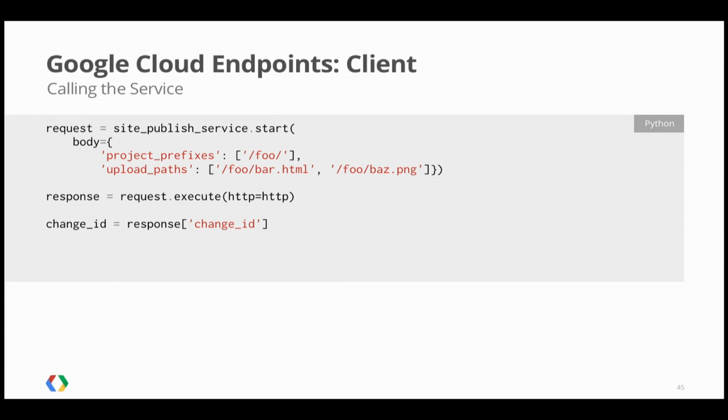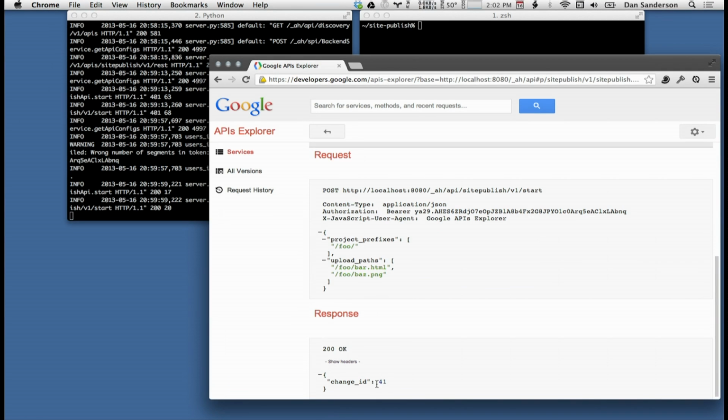And then when I actually call the service, I just call the start method, which is, again, generated from the discovery document. That is my start method. Off the service object, I get this request out of it, and then I can execute the request with our wrapped HTTP object. I get back a response, and I can access the change ID like that. And so real quick for that.